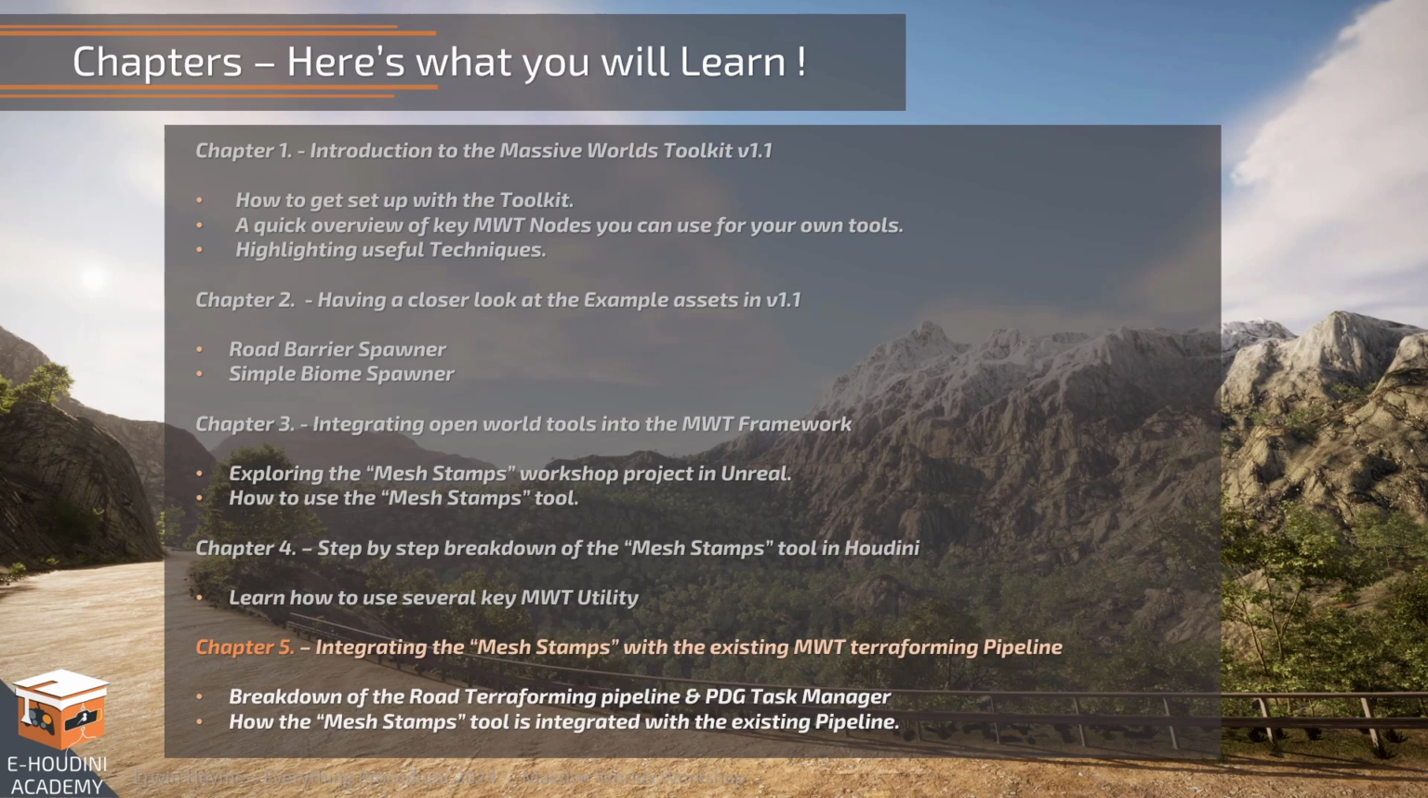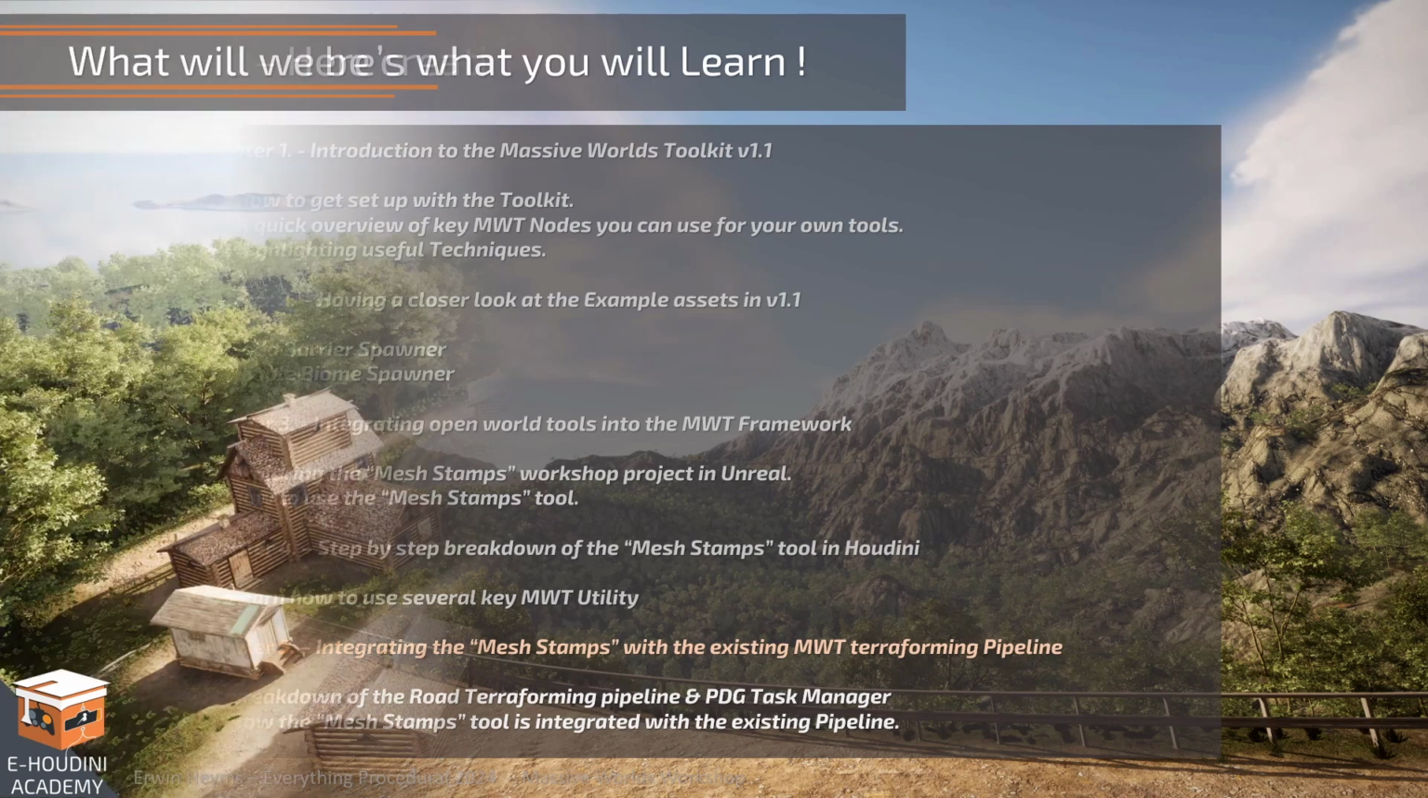So basically what we'll do is we're going to break down how the current road terraforming pipeline and PDG task manager work within the toolkit. And then we'll look at how the mesh stamps tool is integrated into this pipeline, creating a second stage of terraforming before its output to Unreal.